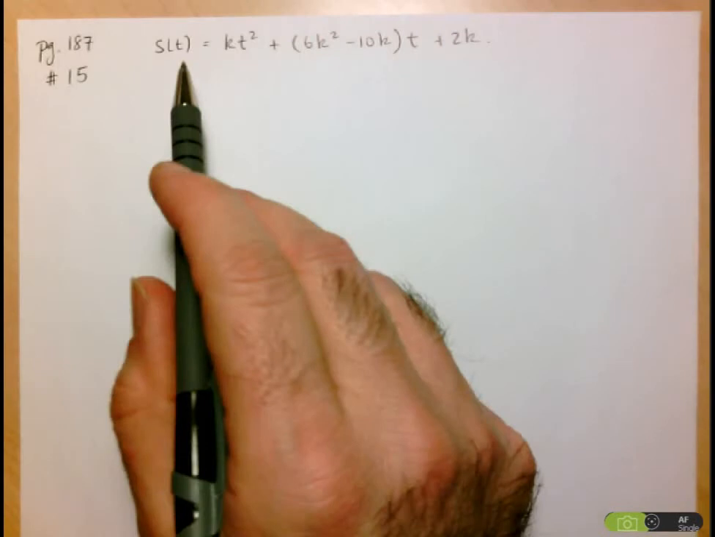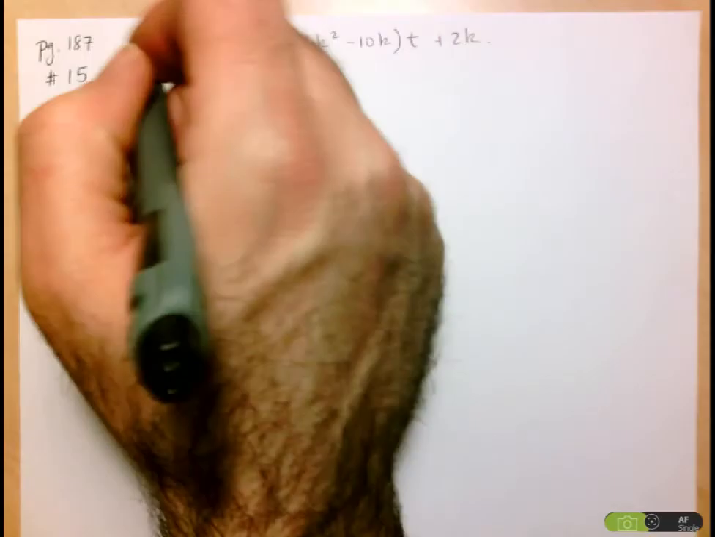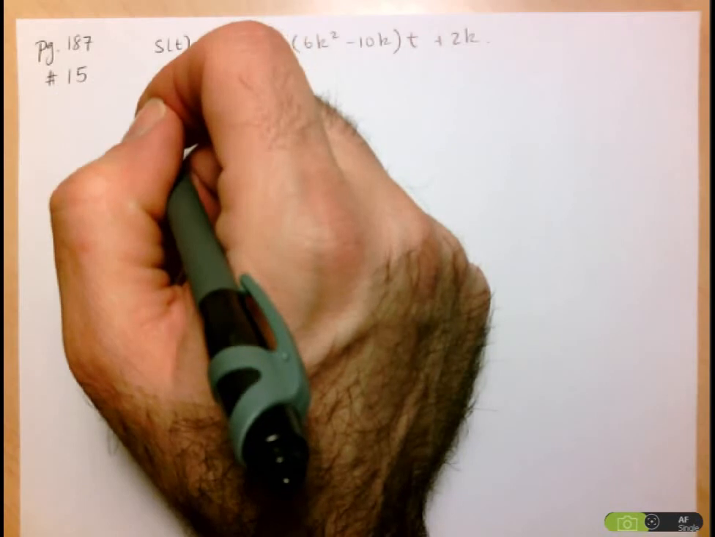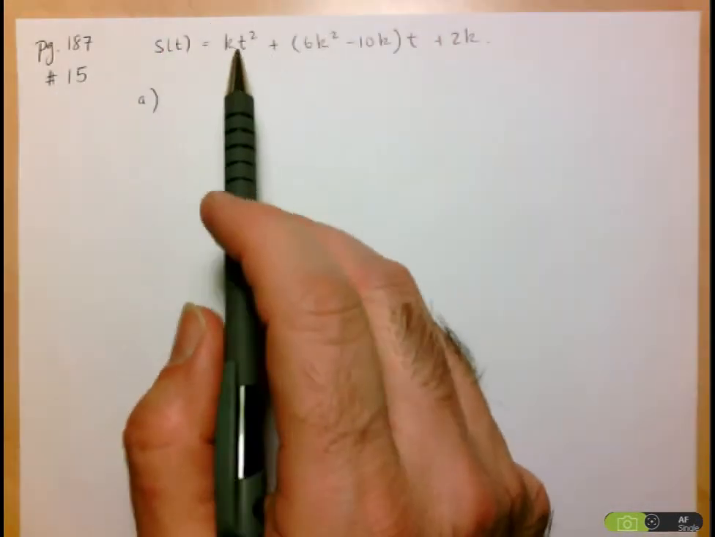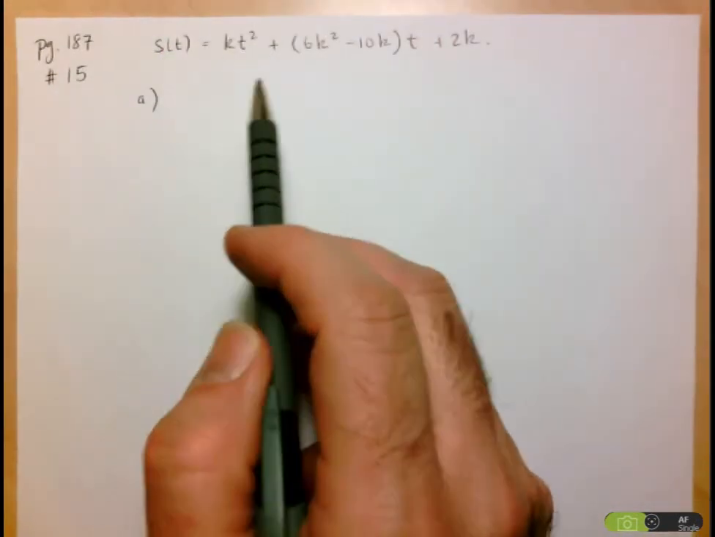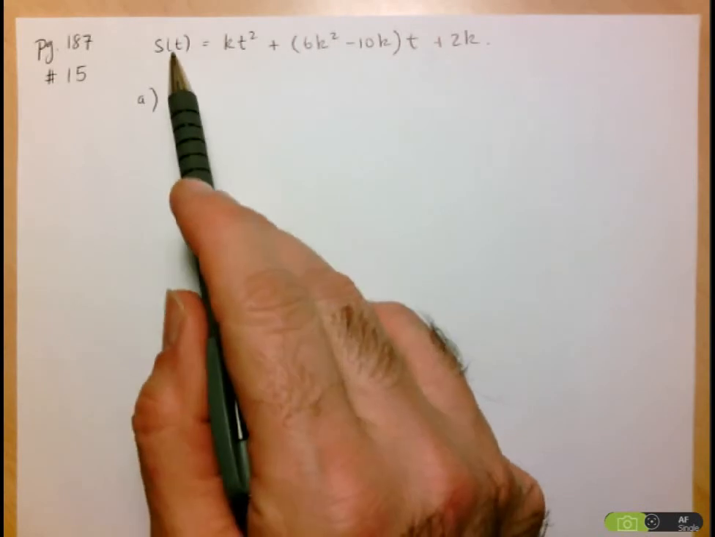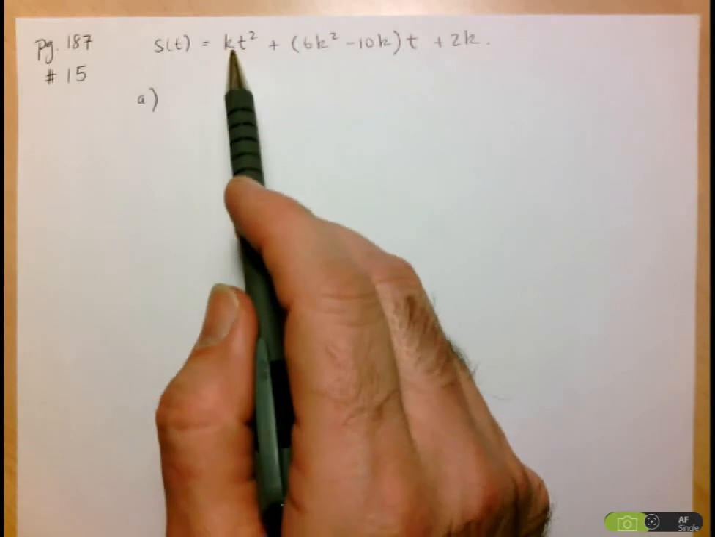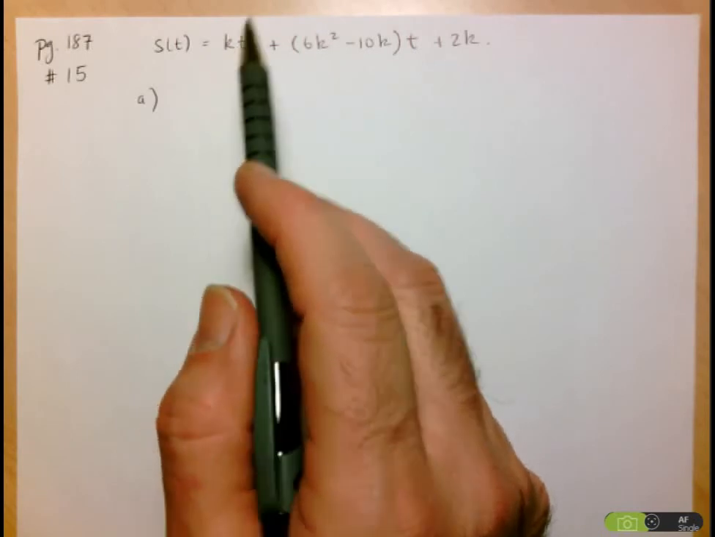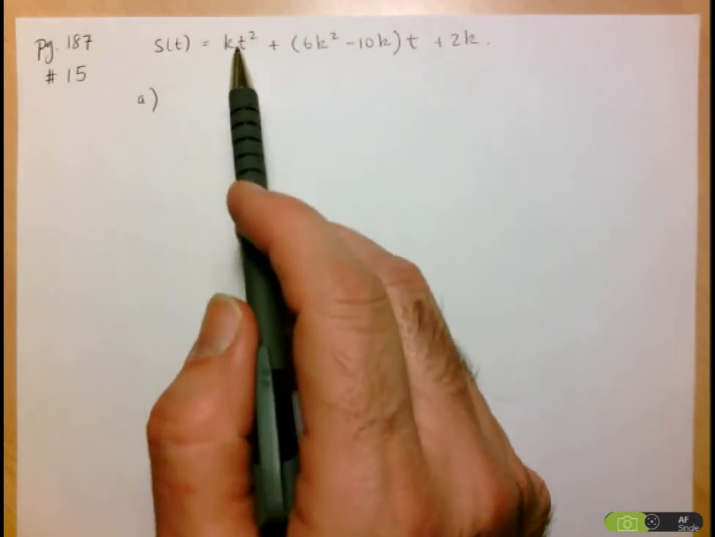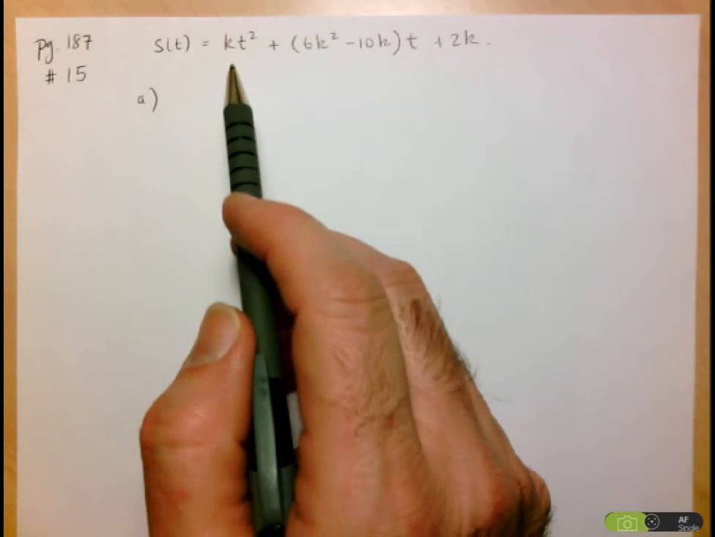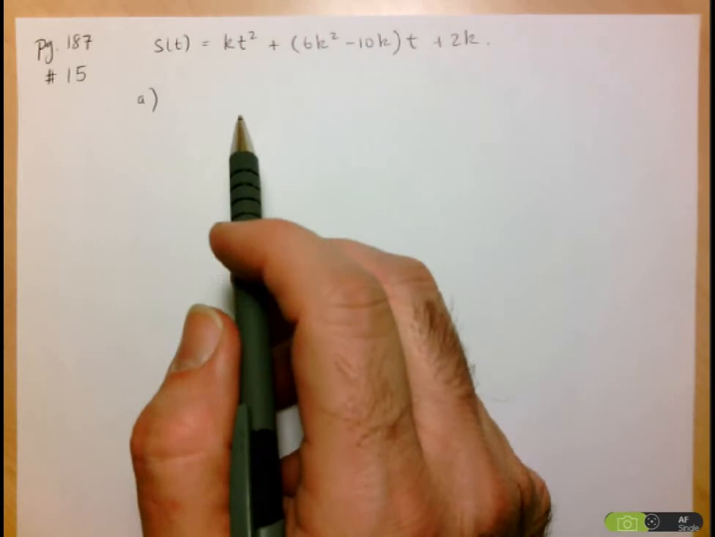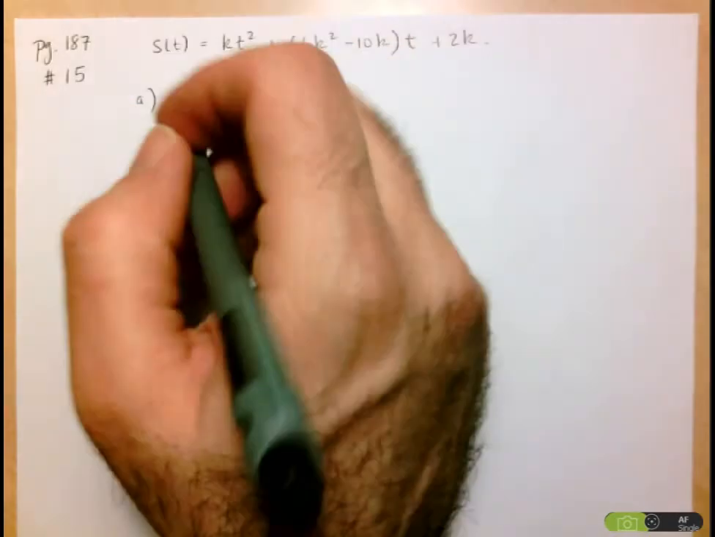So they give us this position function here, and in A they want us to show that the acceleration is constant. Now, you should actually be able to tell right off the bat that the acceleration is going to be constant because the position function is a quadratic. Hence, when I take the derivative, I'm going to get a linear function, which is the velocity, and then when I take the derivative of that, I'm going to get the acceleration, which should be constant. Okay, but let's actually do the work.